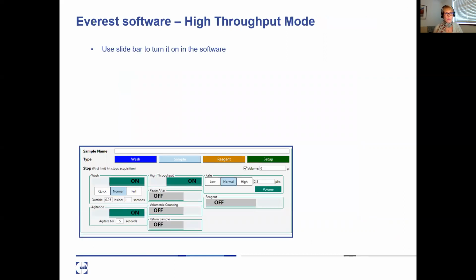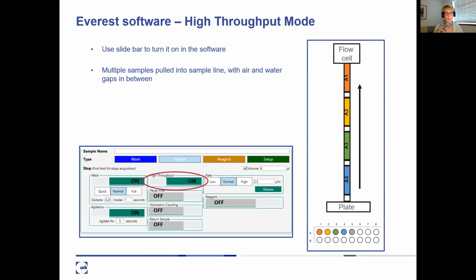So for the Everest software, high throughput mode is very easy. It's literally a slide bar that you push to the left. And then multiple samples are pulled into the sample line with air gaps in between. This mode enables a fast throughput with very small volume requirements. And you can go as low as 2 microliters per sample, and with a reasonable setup, the ZE5 can finish a 96 well plate in less than 15 minutes and a 384 well plate in less than an hour.